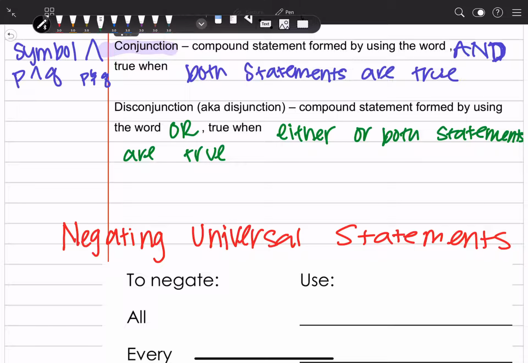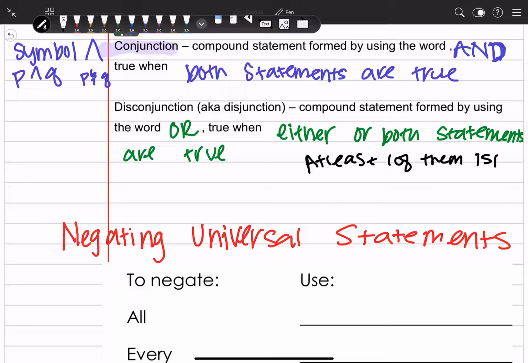Pretty much, and if you want to write yourself a little note there, at least one of them has to be true. And notice I'm using the T like the shorthand that we do.